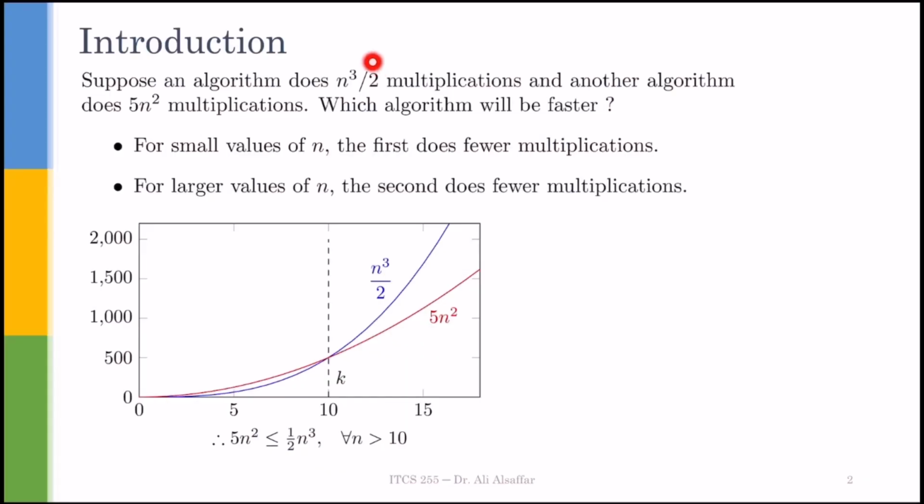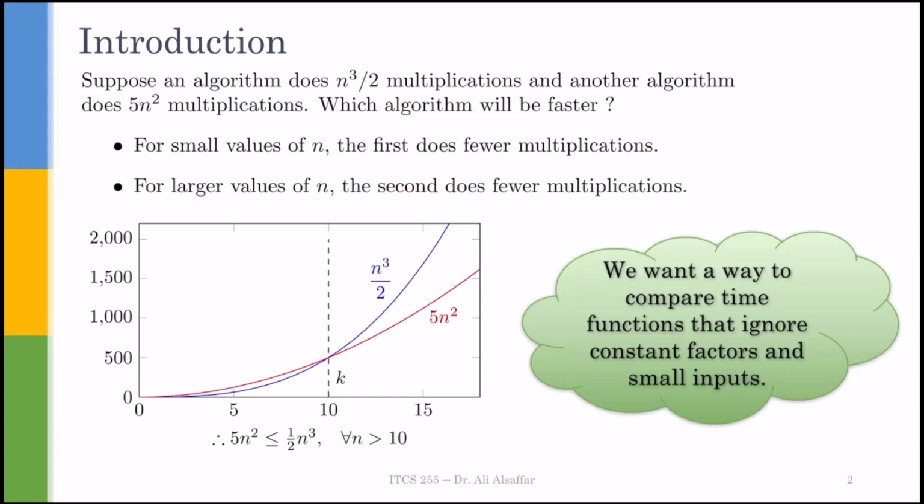Since changing the constants that are multiplied by these two functions will not change the growth relationship, in other words, for any constant you multiply n raised to power 3 by, and any constant you multiply n square by, this function always grows no faster than this function. Also, since we are interested in large values of n, we need a way to compare two algorithms by ignoring the constants, and at the same time by considering only large values and ignoring small values.